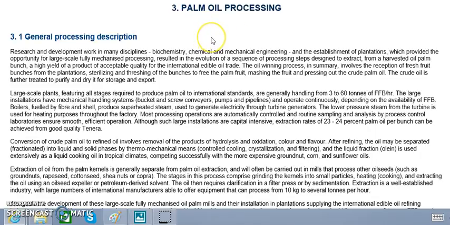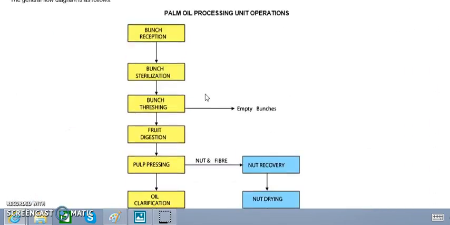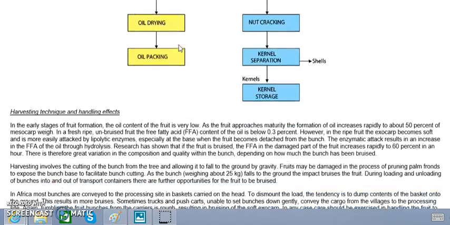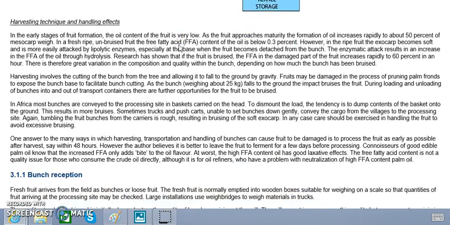So we are talking about palm oil processing, and I'm going to skip so many things because I think I spoke about them. I shared them before up to this picture. So I'm going straight to the harvesting technique and handling effects. I think that's the word. Also, we have different ways of harvesting and handling.